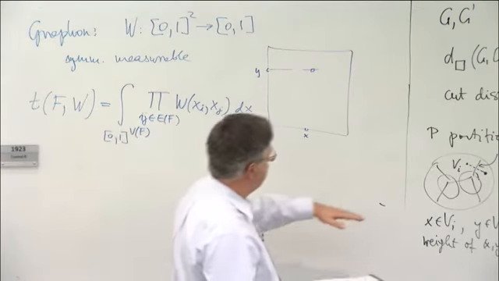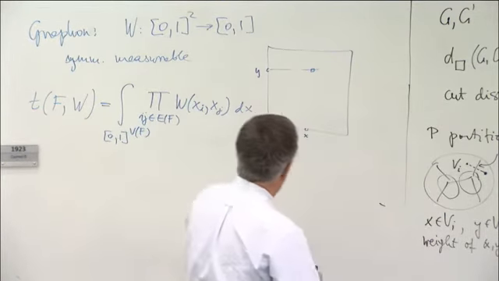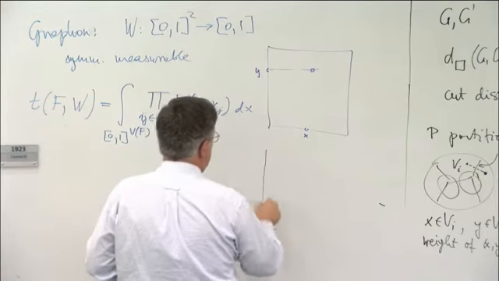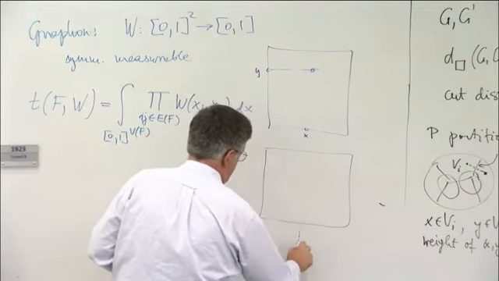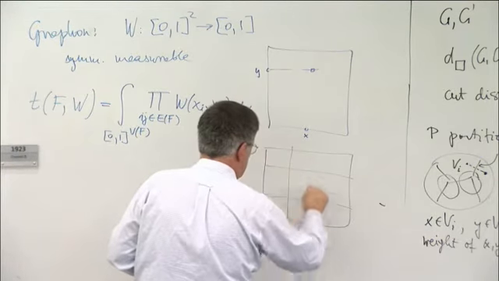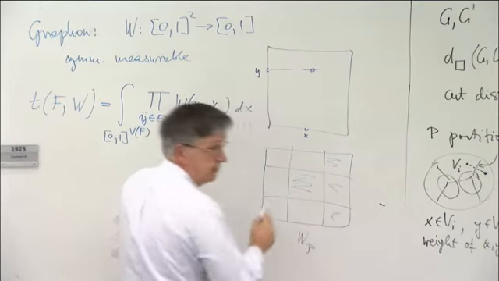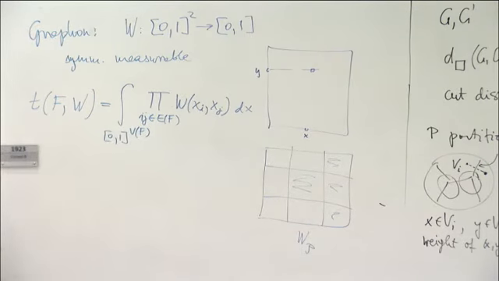And you can appropriately define W sub P for a partition P. Well, you take the partition, and then you average out the function on each of these rectangles, and that gives you W sub P.